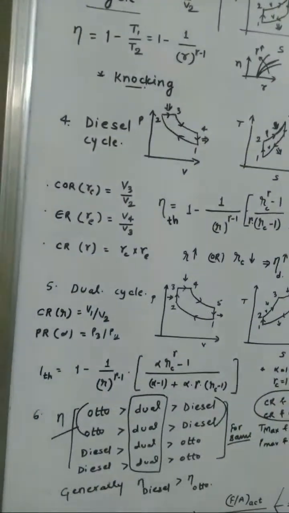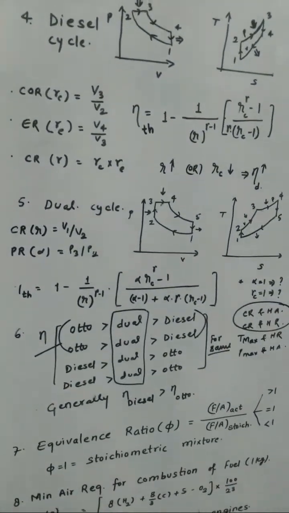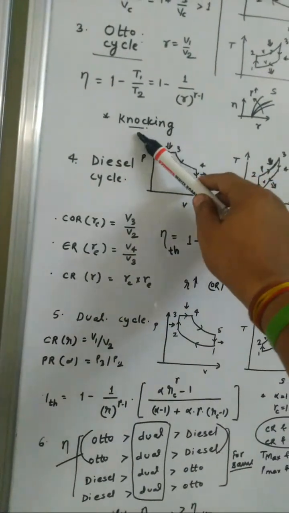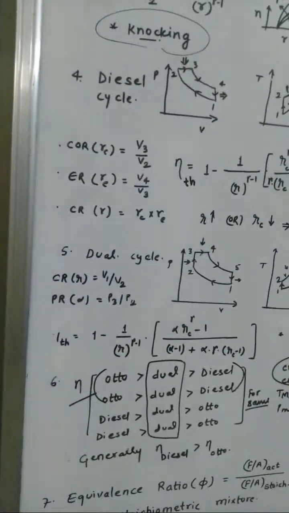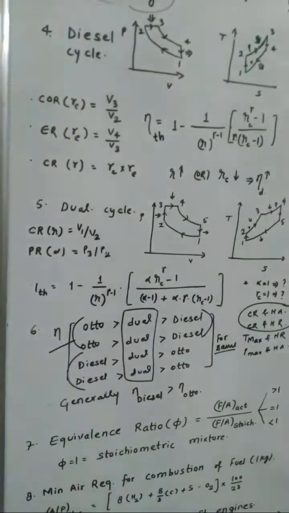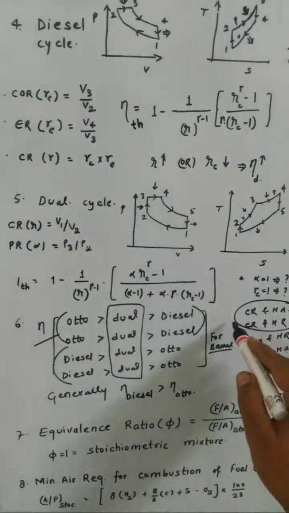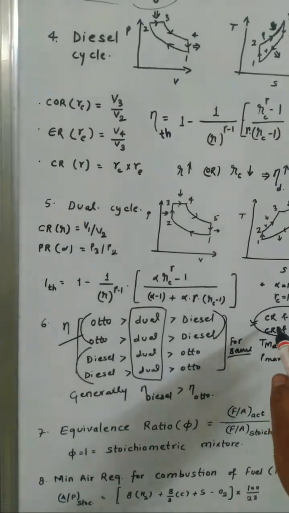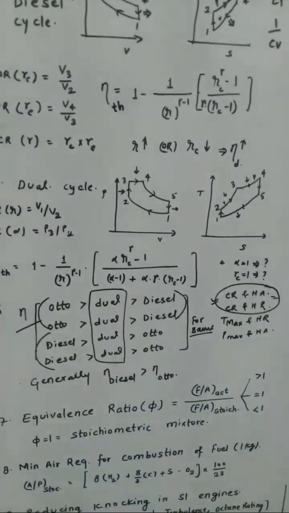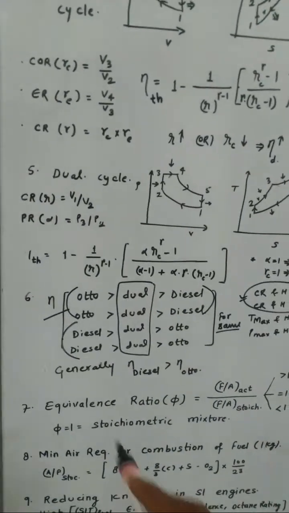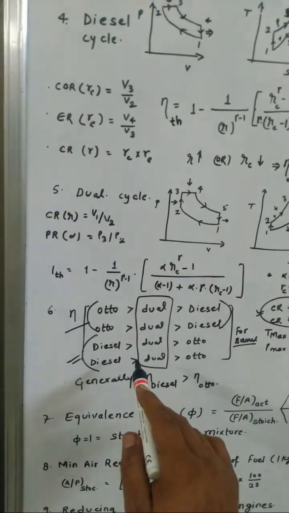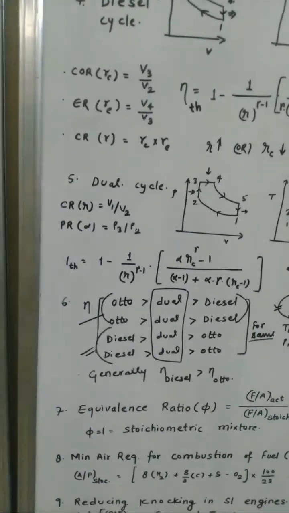So if we keep increasing the compression ratio, efficiency will be more. But due to the higher compression ratio, the problem of knocking was observed in the engines. So that is why the second cycle came into the picture. So if we always say for the same compression ratio, the Otto cycle is more efficient. But these are not practical. That is why the Diesel cycle came into the picture, and for all other cases, the efficiency of the Diesel cycle will be more than the Otto cycle.